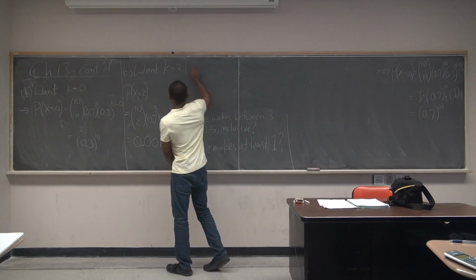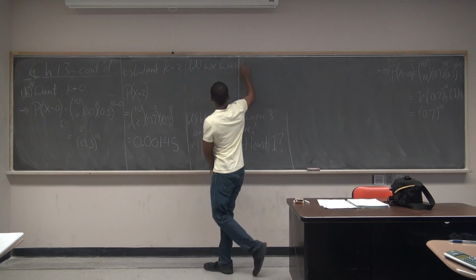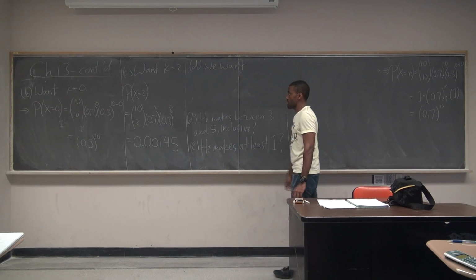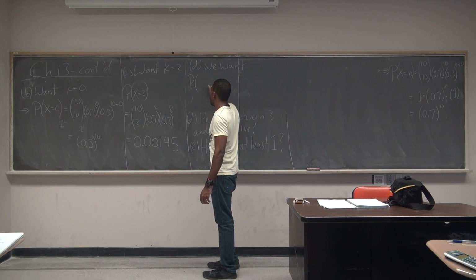You guys got numbers? You don't got numbers, do it real fast. 44. What do we want here? How do we express this in terms of a probability? P of X is equal to 3.